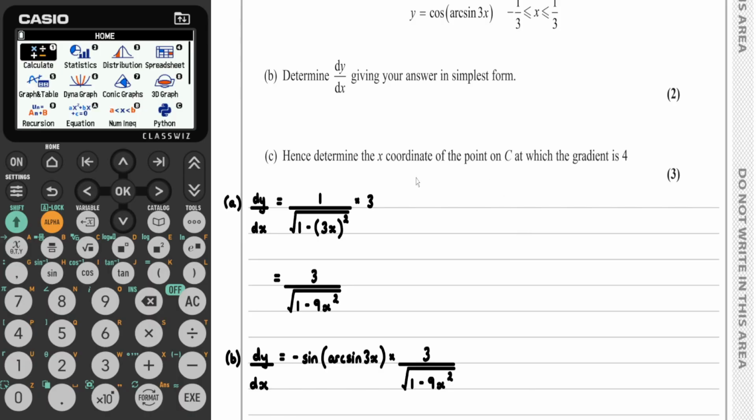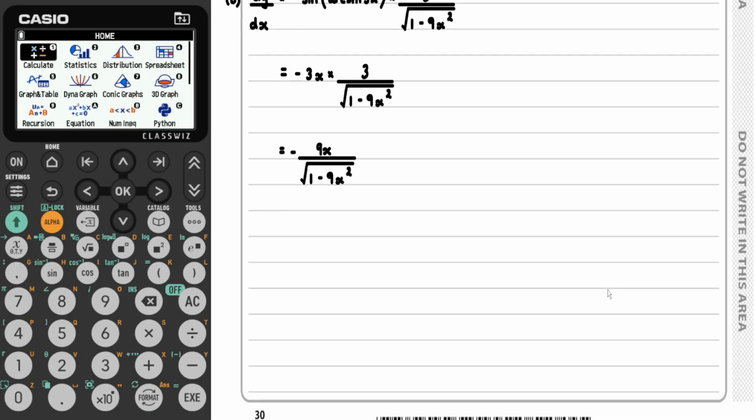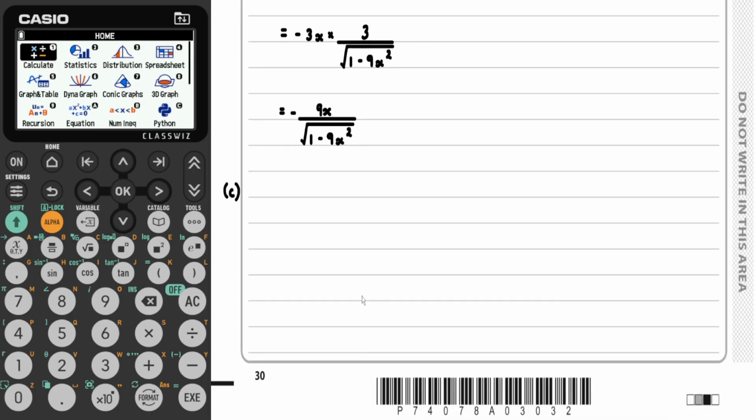Part C, hence determine the x-coordinate of the point on C at which the gradient is 4. So we've just worked out what dy over dx is, and we have to set that equal to 4. So I've got negative 9x over the square root of 1 minus 9x squared equals 4. Multiplying through by the square root of 1 minus 9x squared, we end up with minus 9x equals 4 times by the square root of 1 minus 9x squared.